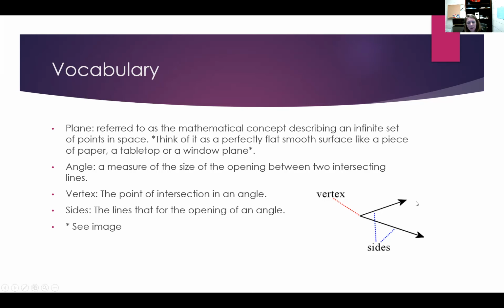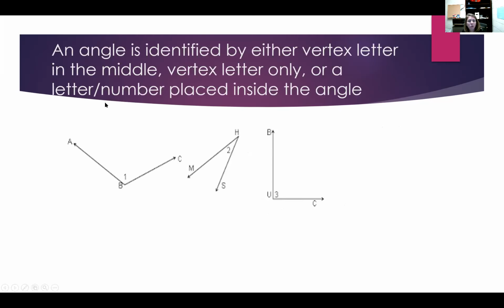An angle is a measure of the size of an opening between two intersecting lines. So this looks like an angle. As you can see, the vertex here, this little spot right here, is the point of intersection in an angle. And then you have the sides of the angle, and these are the lines for the opening, okay? An angle is identified by either the vertex letter in the middle, or the vertex letter only, or you can also name it by the number placed inside the angle. So there's a lot of ways to write the name of the angle, okay?